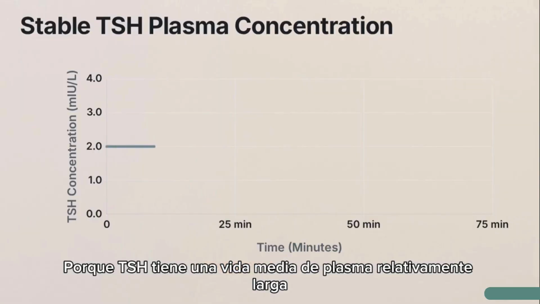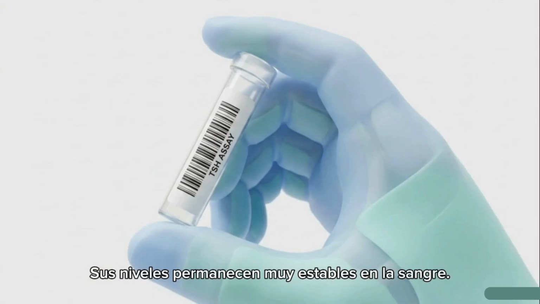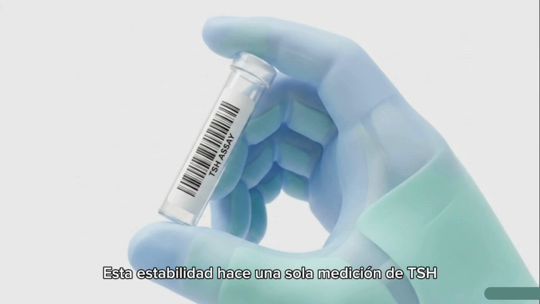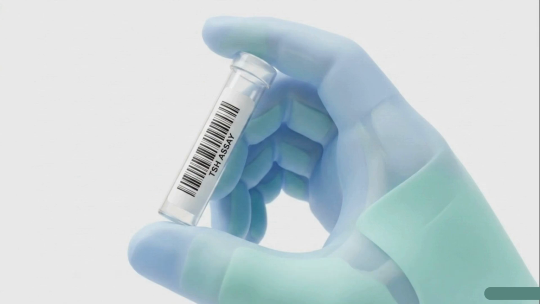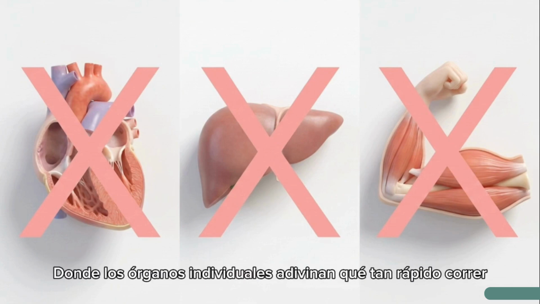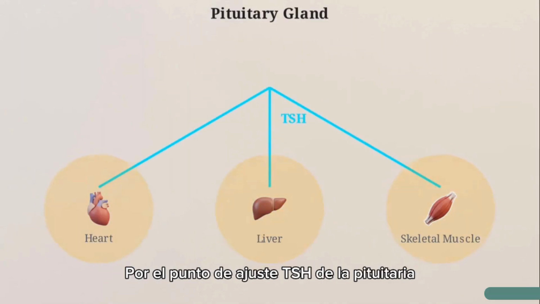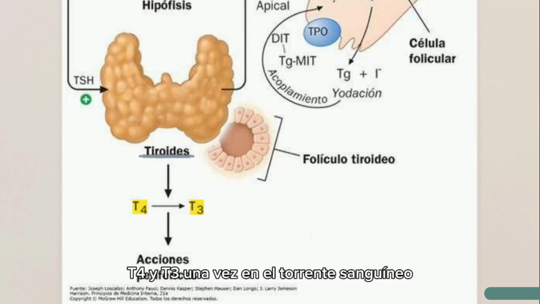Because TSH has a relatively long plasma half-life of about 50 minutes, its levels remain highly stable in the blood. This stability makes a single TSH measurement a highly accurate clinical marker for diagnosing thyroid dysfunction. Systemic metabolism, therefore, is not a decentralized process where individual organs guess how fast to run. It is strictly dictated from the top down by the pituitary's TSH set point. At the pathway's base, the thyroid gland produces two effector molecules, T4 and T3.